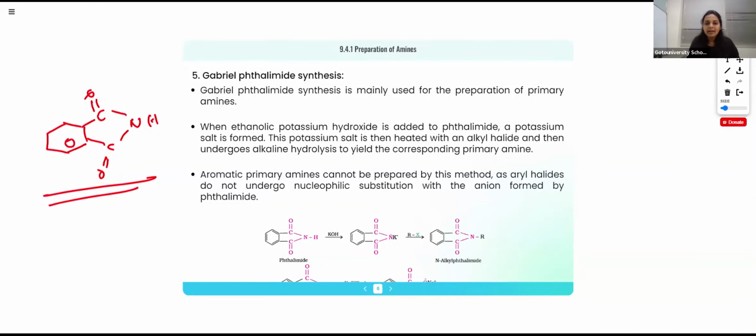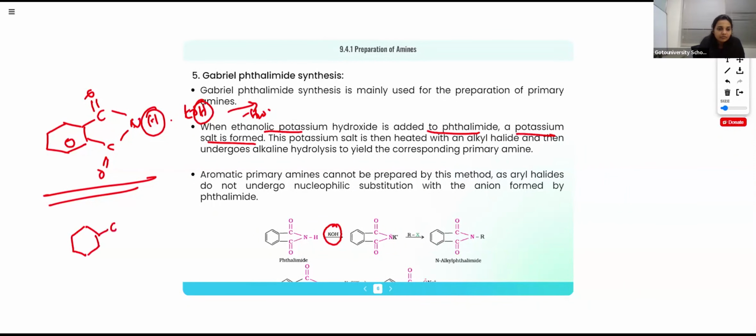So when phthalimide reacts with potassium hydroxide, what will happen? When ethanolic potassium hydroxide is added to phthalimide, a potassium salt is formed. How? See, this hydrogen and this KOH: when this reacts with KOH, hydrogen from here and OH from here are removed as water, minus H2O. Then this nitrogen will combine with the remaining one and form CO.